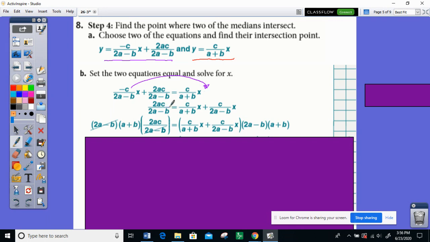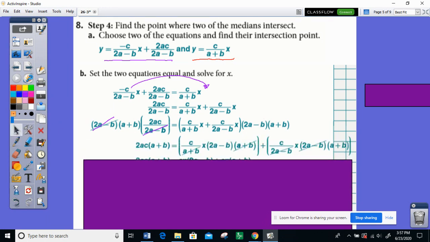Since these three fractions only have two different denominators, one denominator is 2a minus b, one denominator is a plus b. If we multiply the left-hand side and the right-hand side by that least common denominator, 2a minus b times a plus b, then we'll get this 2a minus b to cancel out with this 2a minus b over here. So what does that give us?